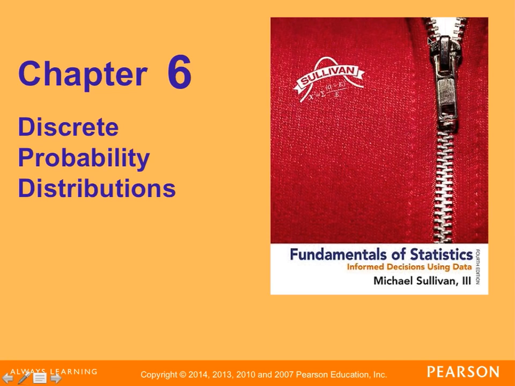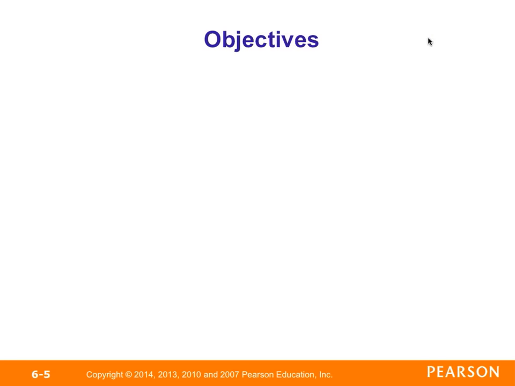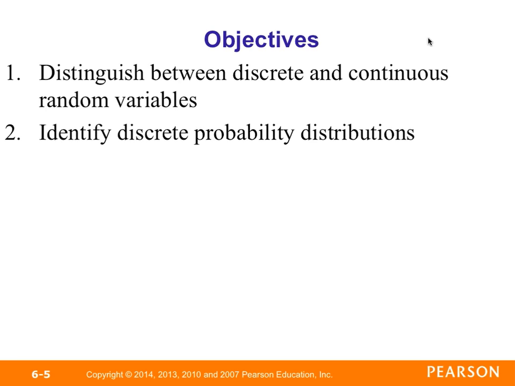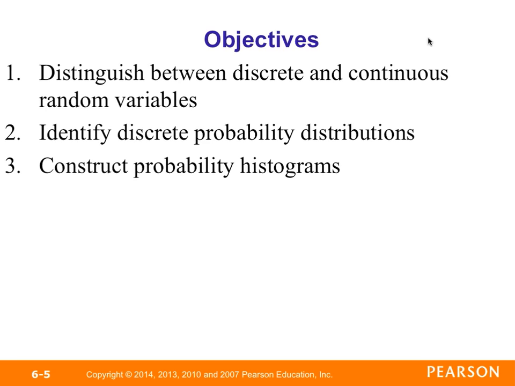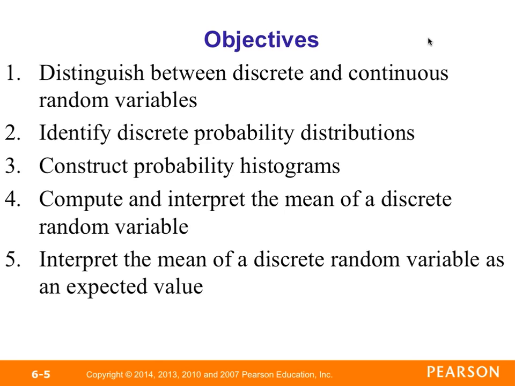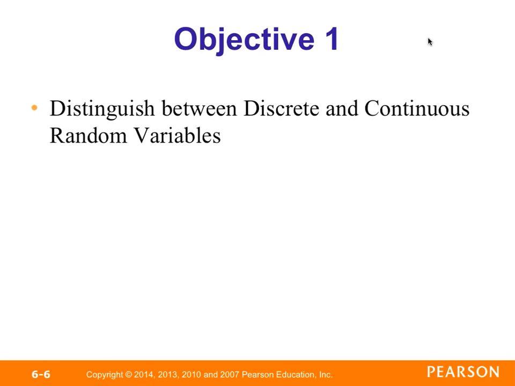So today, what we're going to cover is Chapter 6, which is all about discrete probability distributions. We're going to start with section 6.1, which is about discrete random variables. The objectives in this section include being able to distinguish between discrete and continuous random variables, identify a discrete probability distribution, construct probability histograms, compute and interpret the mean of a discrete random variable, interpret the mean of a discrete random variable as an expected value, and finally, compute the standard deviation of a discrete random variable.